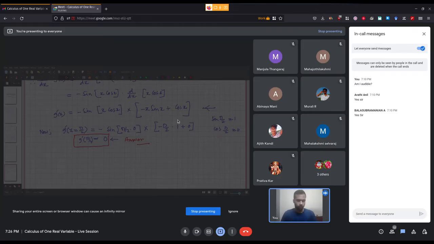Any doubt in question number 4? Okay, I think this is okay with everyone. Then I'll move to the next problem, which is question number 5.